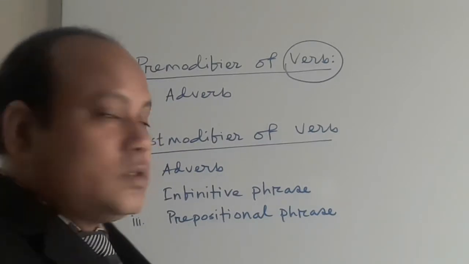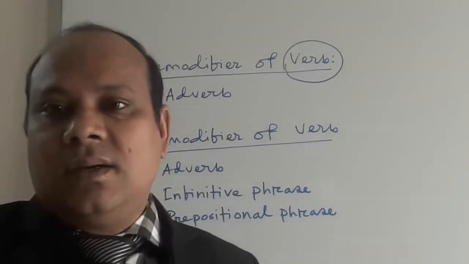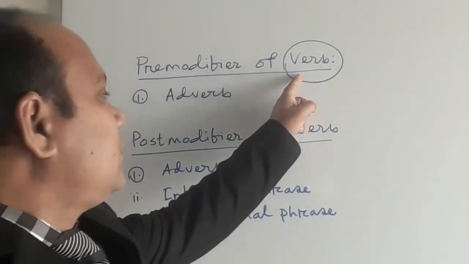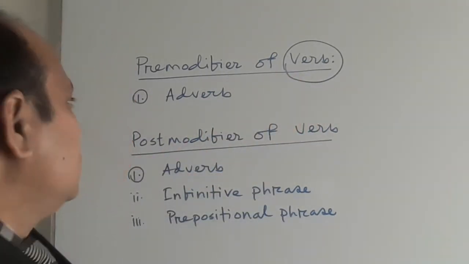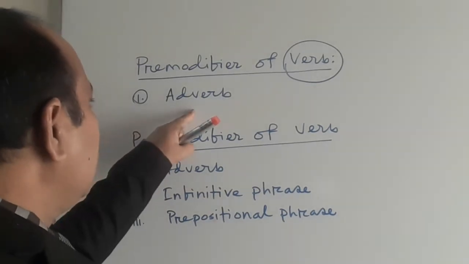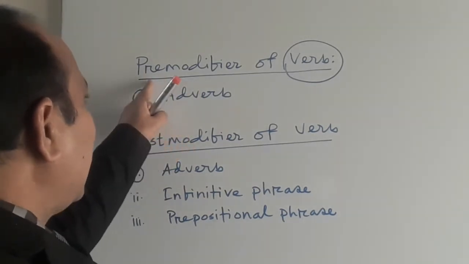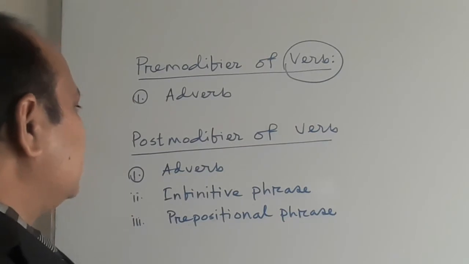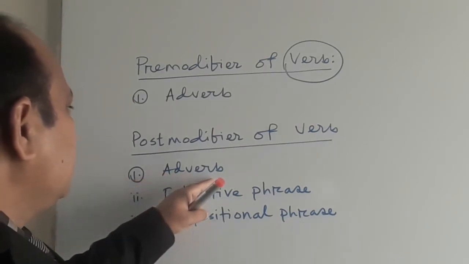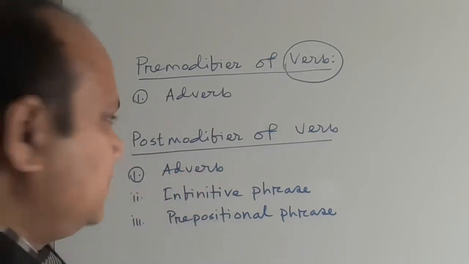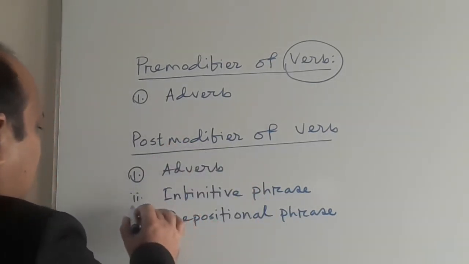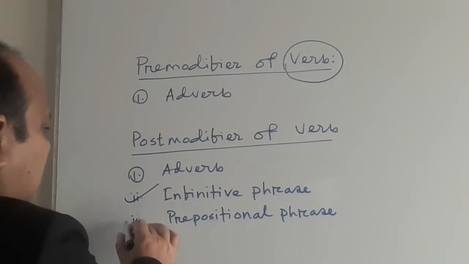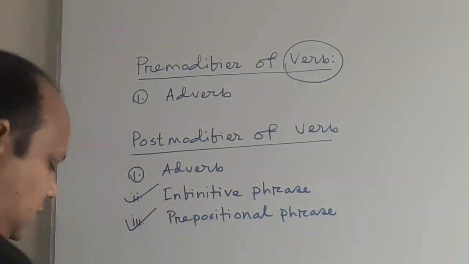Now, my dear students, let's see what are the pre-modifiers of verb and what are the post-modifiers of verbs. We know an adverb can be used as a pre-modifier of verb. At the same time, an adverb can be used as post-modifier of verb. Other post-modifiers of verb are infinitive phrase and prepositional phrase.